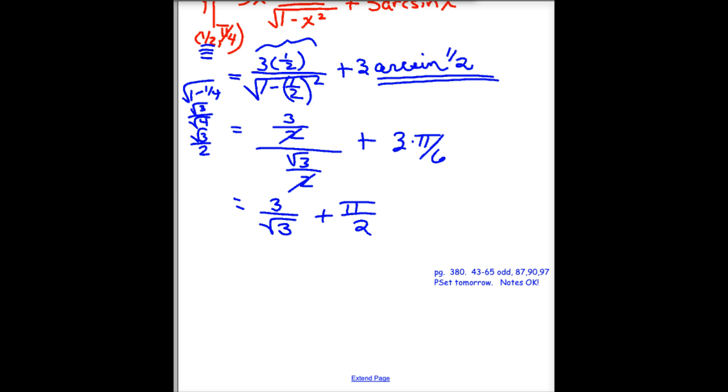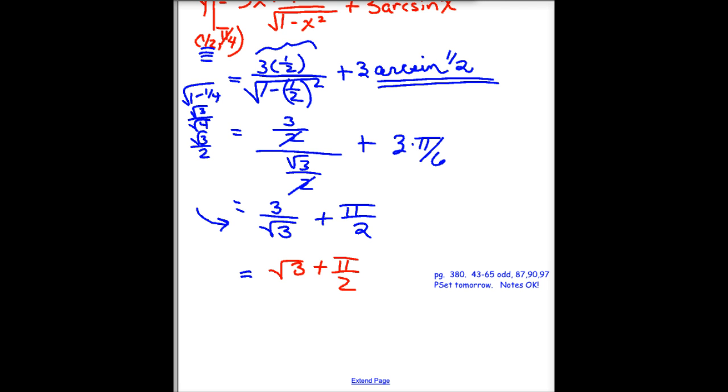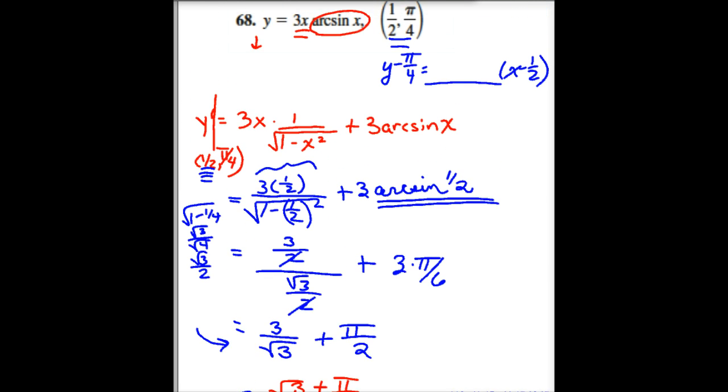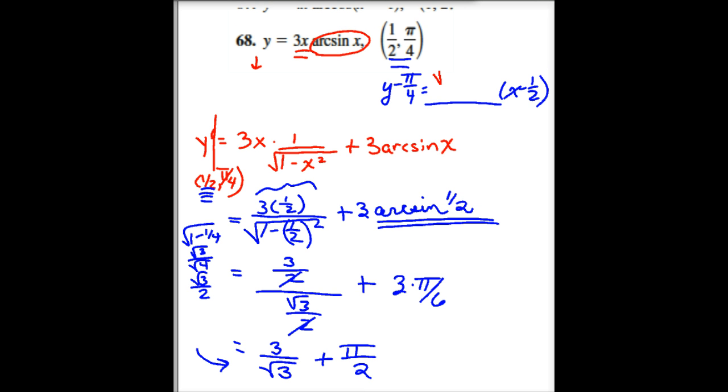And again, you might not see this simply because although you don't need to rationalize the denominator, you need to recognize when it has been done. So if this were rationalized, it'd be 3 root 3 over 3 or just root 3, and that does make it look an awful lot better. So I'm going to rationalize the denominator. So the slope of my tangent line at that point is root 3 plus pi halves.